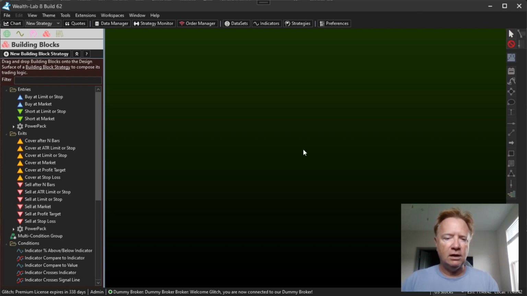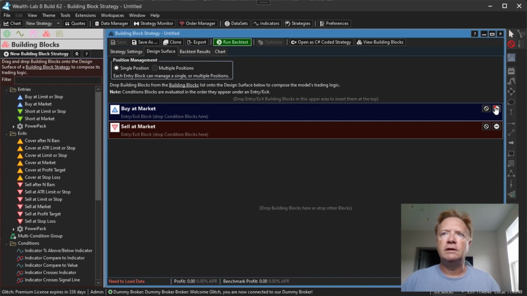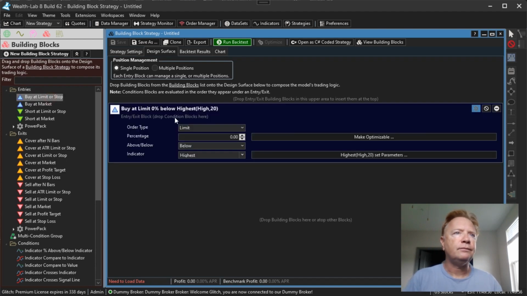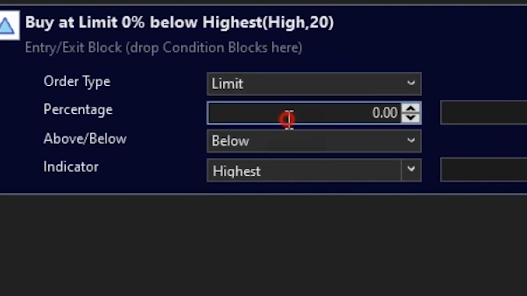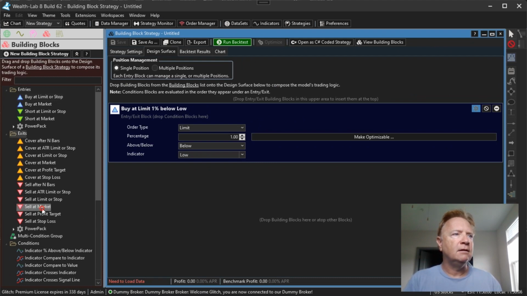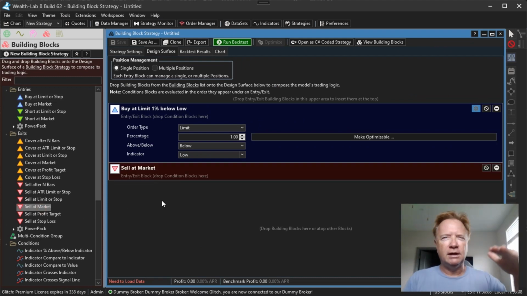Let's start by creating a simple building block strategy. We are going to delete these two blocks and buy at a limit stop. Let's say we will buy at 1% below the current bar's low, and we will sell the next bar. So we'll try to get these sharp downward movements and then sell on the recovery of the next bar.